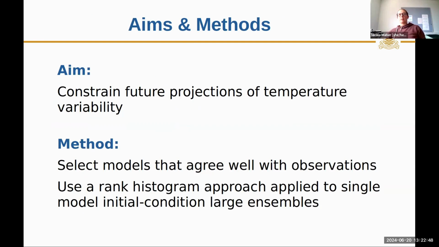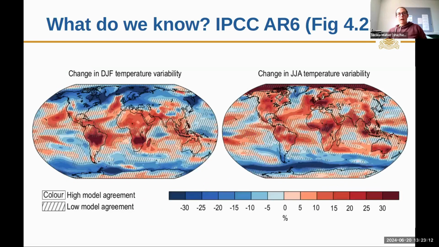So moving on to the science, what we really wanted to do in the project I'm going to briefly introduce here is to constrain future projections of temperature variability by looking at which of the large ensembles or the SMILES agree well with observations, selecting the ones that actually agree well, and seeing if the future projections are more consistent and less all over the place if we do that. And we wanted to do this because of this figure here, which comes out of the most recent IPCC AR6 report, which shows the projected change in percentage for DJF temperature variability on the left and JJA temperature variability on the right.